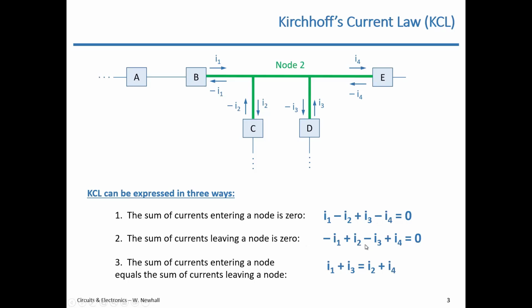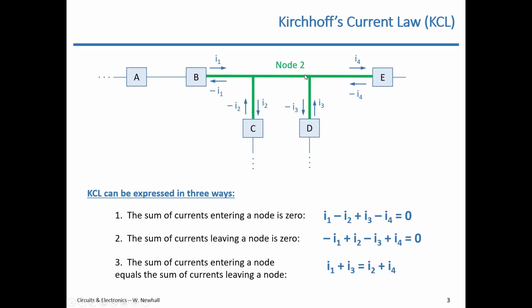This is the same equation. If I move the negative I3 and negative I1 to the other side, or negative I2 and negative I4 to the other side of the top equation, I get equation number 3. Okay, so you can visualize Kirchhoff's current law if you use the fluid flow analogy.